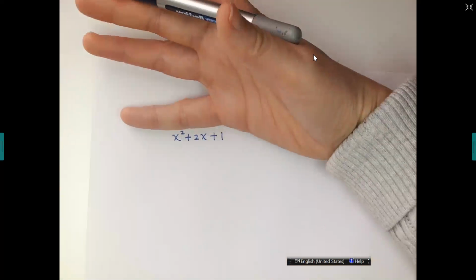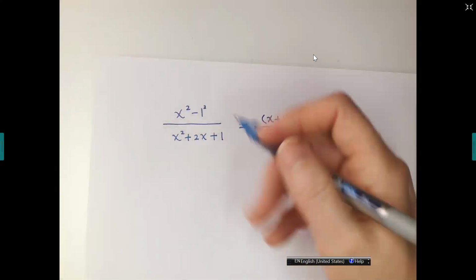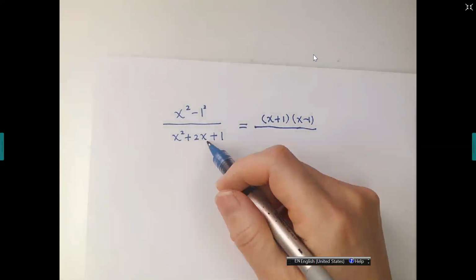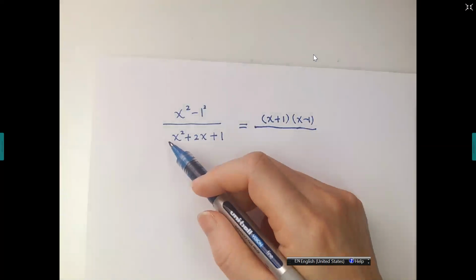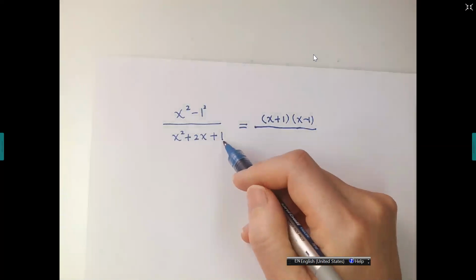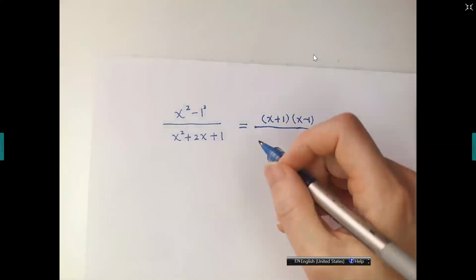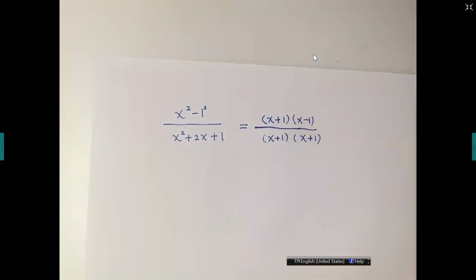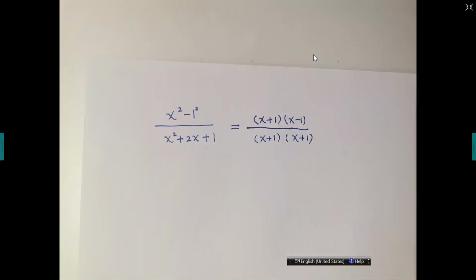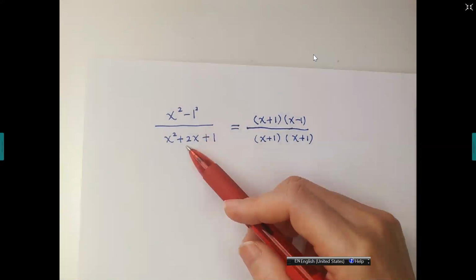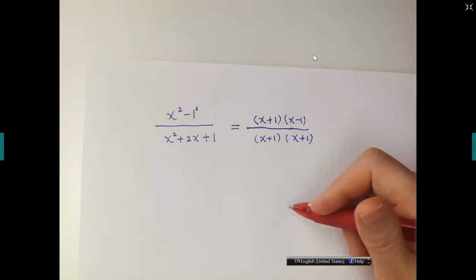Then we just look at the denominator, x squared plus 2x plus 1. For this trinomial, the leading coefficient is 1. So we're going to look for two numbers. What two numbers? Their product is 1, their sum is 2: 1 and 1. So then this can be factored as x plus 1 times x plus 1. So step 1, we just try to factor the numerator and denominator. If they cannot be factored, then it stays like that.